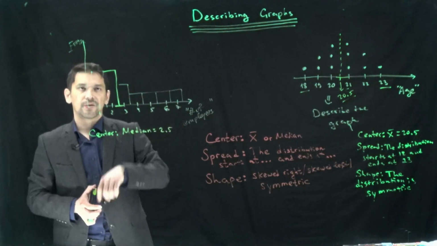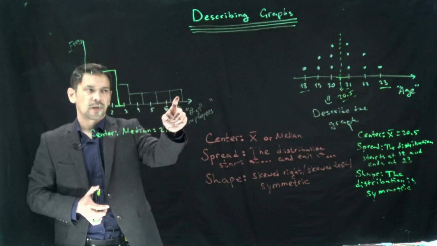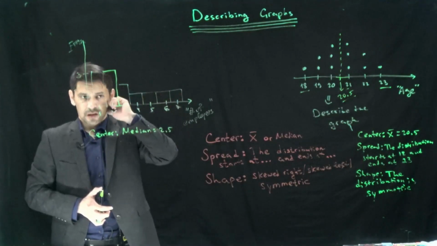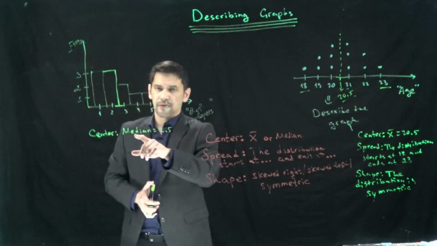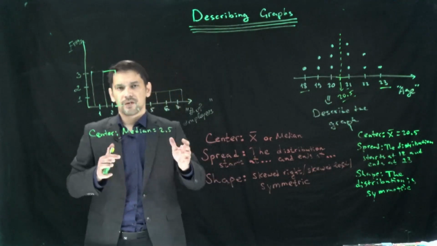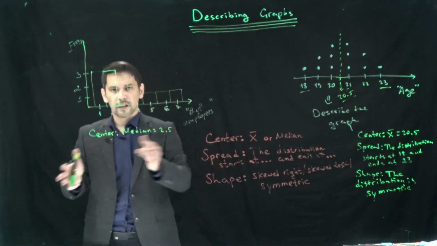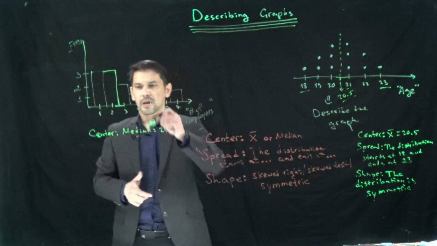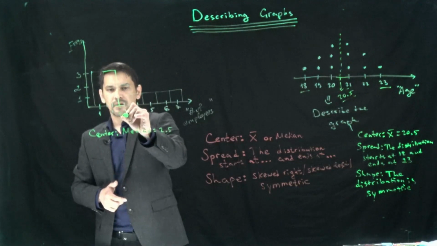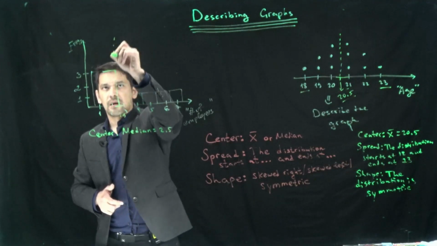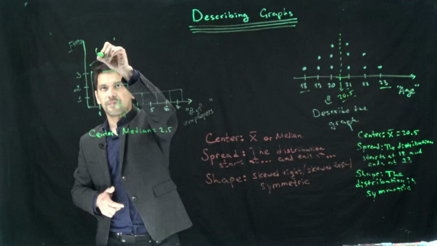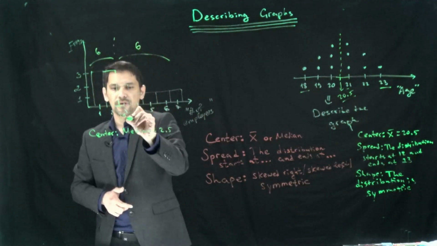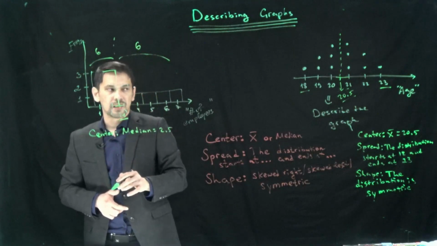How do I know? Because I know that the total number of restaurants over here is 12, because you sum up all the frequencies over here, you will get 12. And so we know that the median is at the 50th percentile. That means 50% of the subjects are to the left from the median, and the other 50% are to the right from the median. I know that 6 of the restaurants are to the left from 2.5, and the other 6 are to the right from 2.5. That means 2.5 is the median.